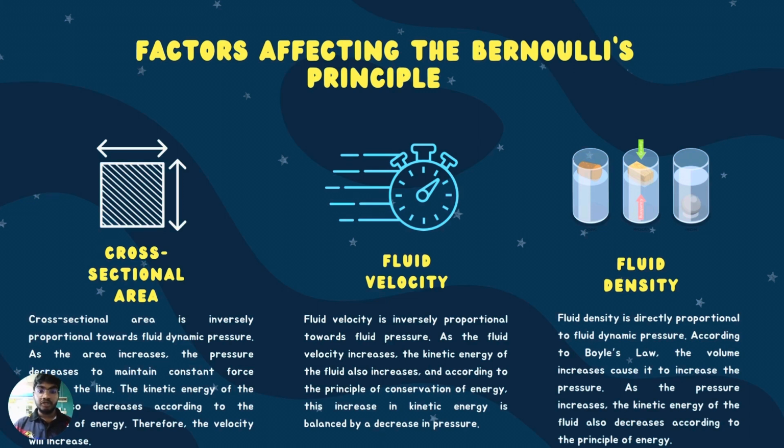Apart from that, fluid velocity is also one of the factors affecting the Bernoulli principle. Fluid velocity is inversely proportional to fluid pressure. As the fluid velocity increases, the kinetic energy of the fluid also increases. According to the principle of conservation of energy, this increase in kinetic energy is balanced by a decrease in pressure. If the fluid falls from a certain height, potential energy will be converted into kinetic energy. Therefore, the velocity will increase.